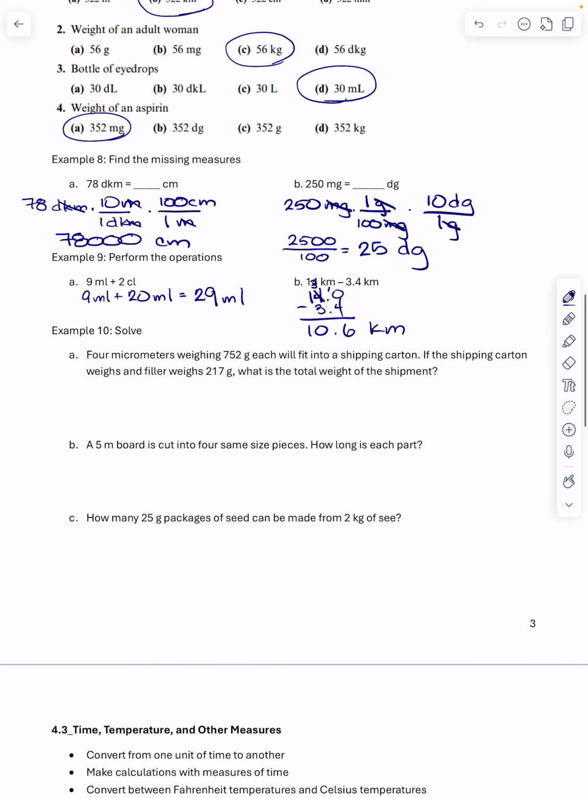Okay. For application problems, I've got 4 micrometers weighing 752 grams each. And this example came out of the book and everything's in grams, but that is 3,008 grams. We've got a carton and filler that weighs 217. So we are just going to add, and we get 3,225 grams.